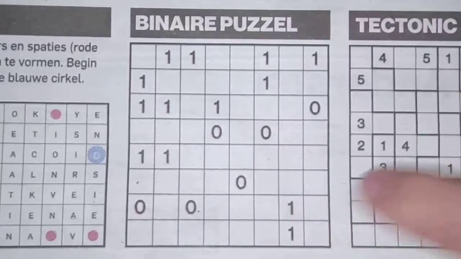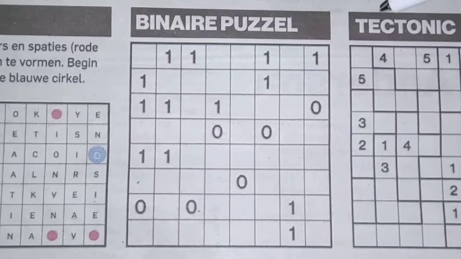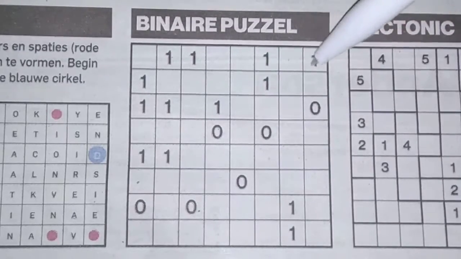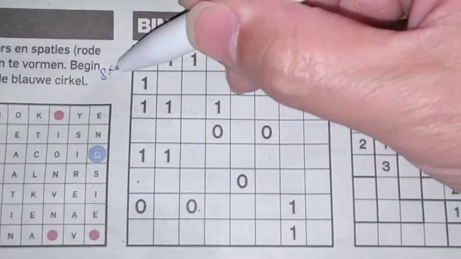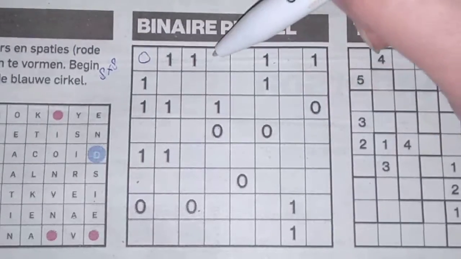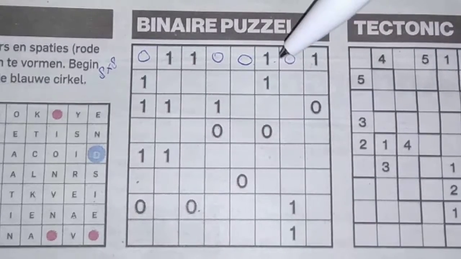I definitely gave the previous one 4 stars for Sudoku. So we will continue with the binary puzzle, the fifth one. Let me count first: 1, 2, 3, 4, 5, 6, 7, 8. So it's an 8 by 8 binary puzzle. That means there are always 4 ones and 4 O's in a row or in a column. So let's get started.